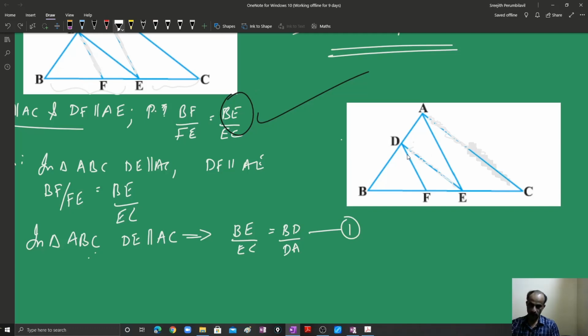That will create more problems. Leave it. We will use this. This is enough. Maybe next time I'll set. This is not required. Let's forget about this. So which is the triangle?